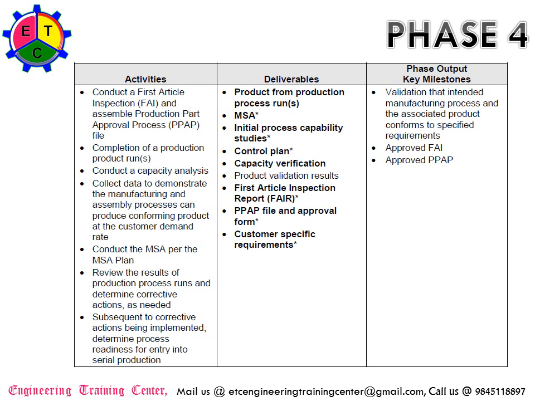So phase output key milestones would be validation that the intended manufacturing process and associated product conforms to the specified requirement, approved first article inspection and approved PPAP file. So the PPAP file has a set of deliverables that we will be discussing. That is an important deliverable from this phase.